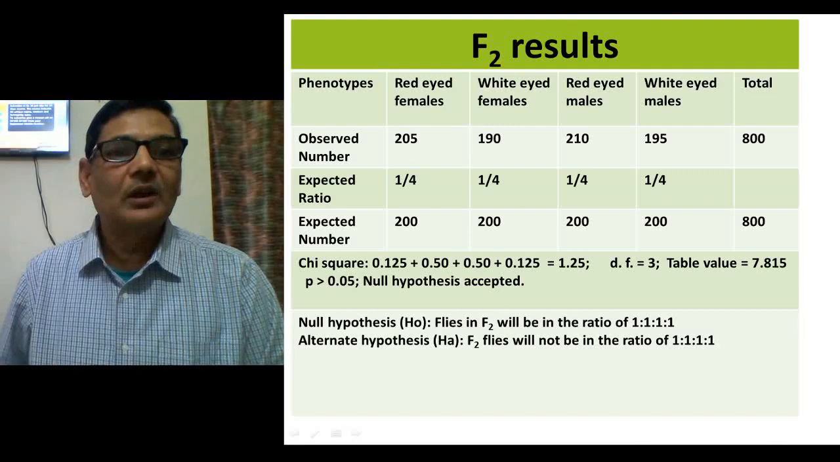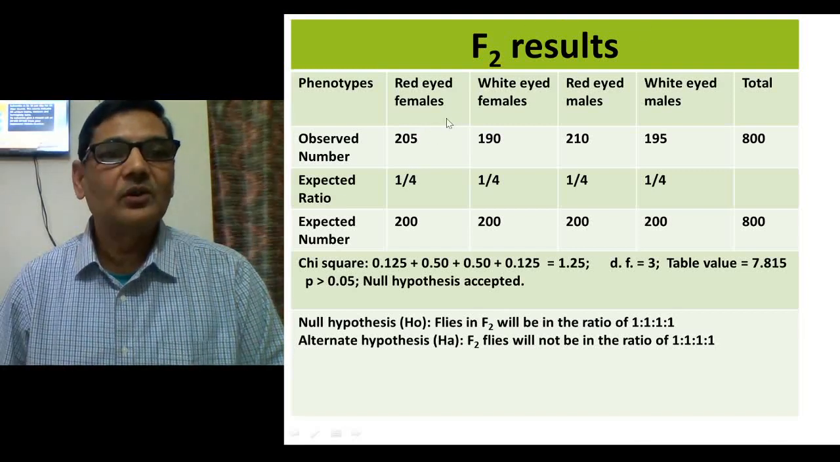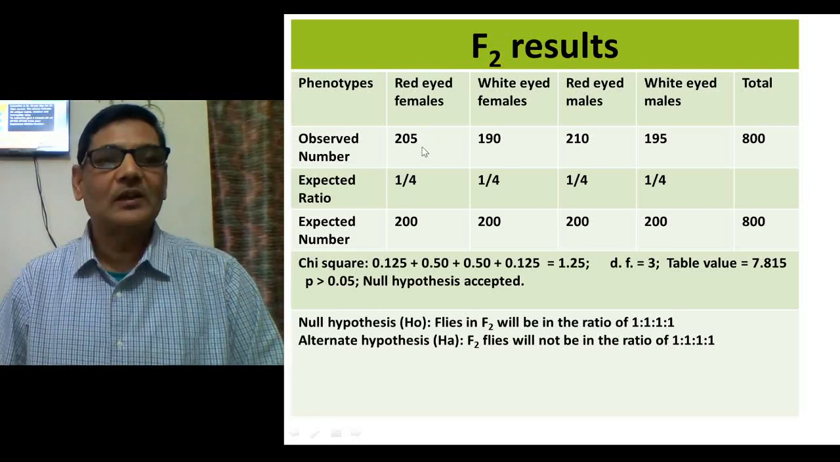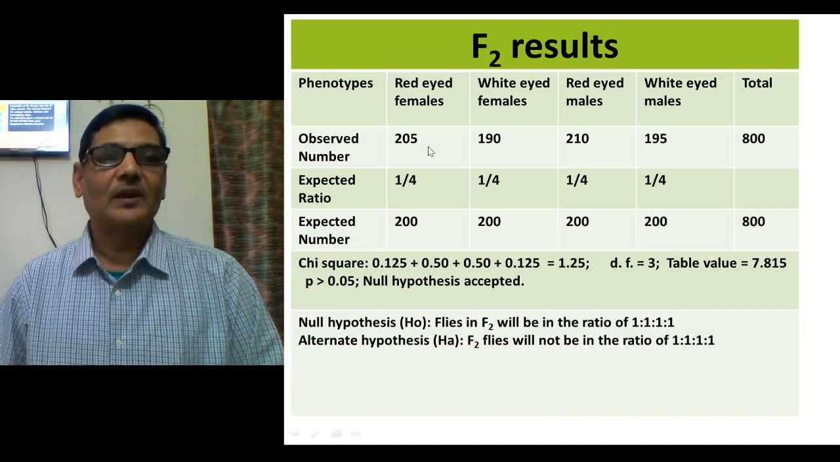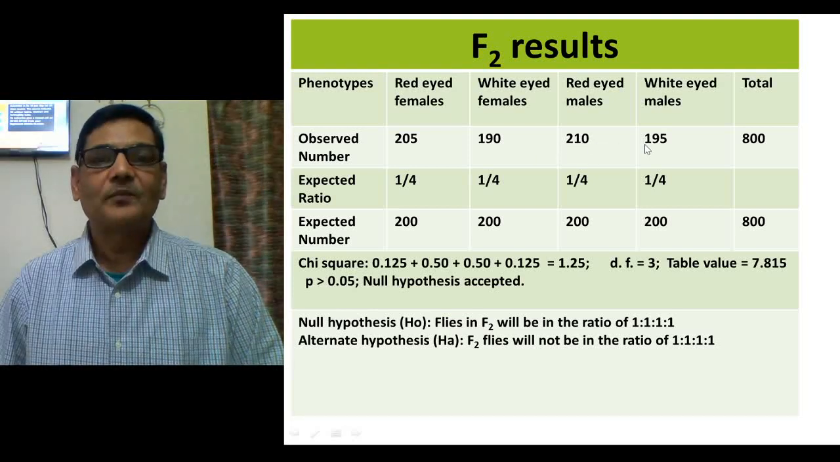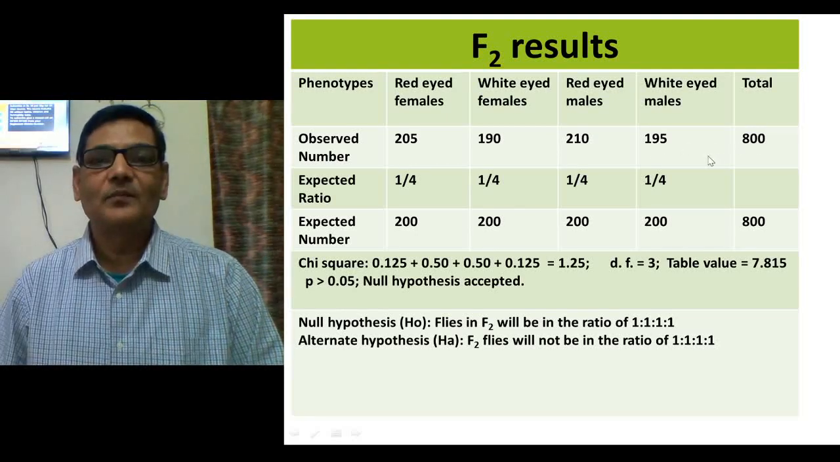And suppose you have performed exactly the same experiment, in which you took a white-eyed female and crossed it with a red-eyed male, and in the next generation you got all females red-eyed and all males white-eyed. Then those F1 flies were crossed with each other, and in F2 you observed 205 red-eyed females, 190 white-eyed females, 210 red-eyed males, and 195 white-eyed males. Total, that is 800.